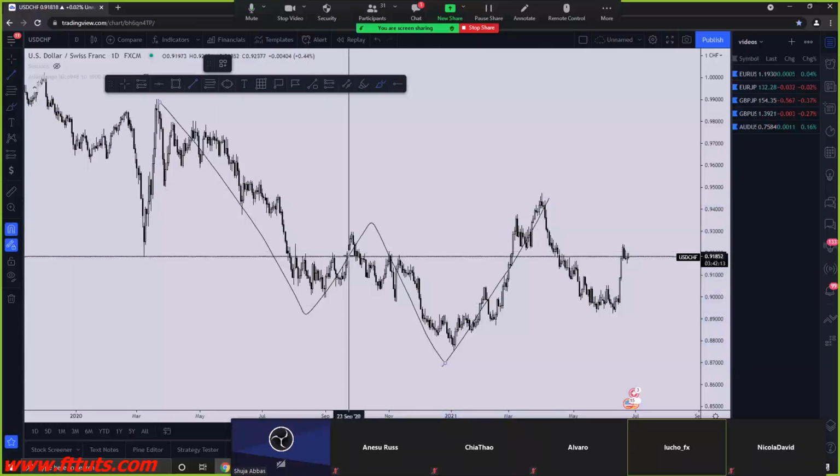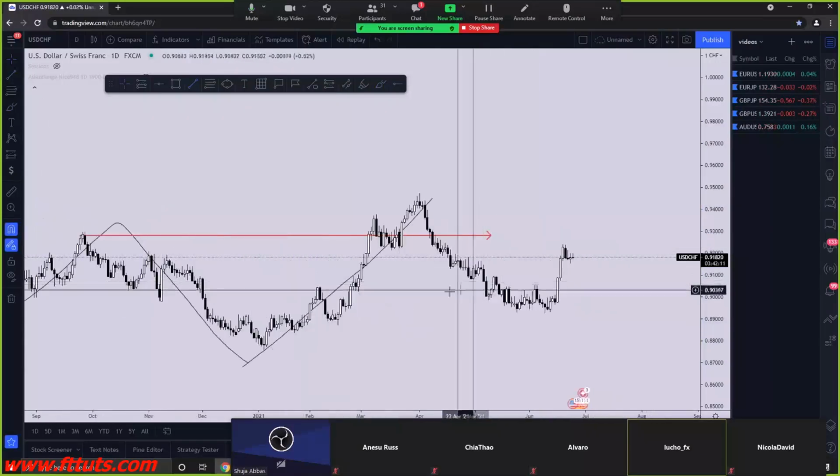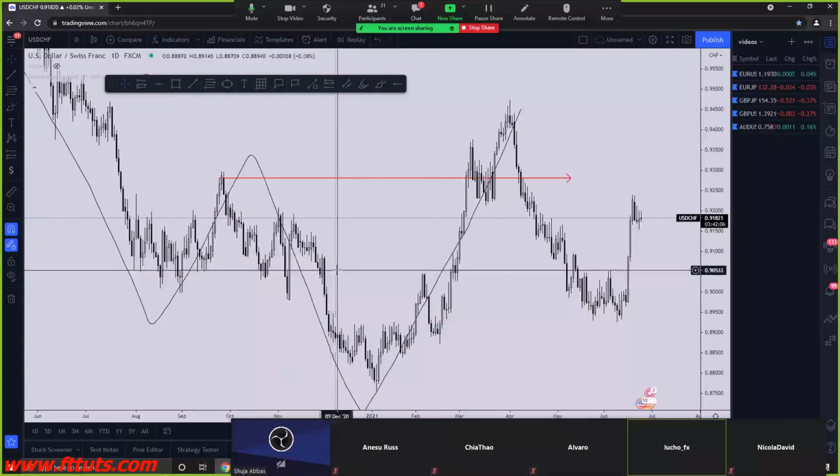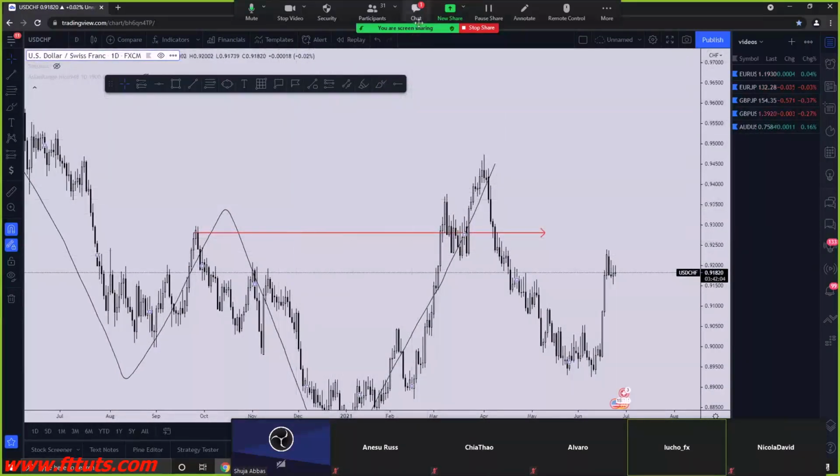This major move up broke structure right over here. We see that break of structure. So that's your first identification that the overall trend is now potentially switching from bearish to bullish.